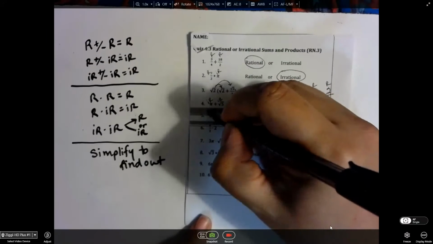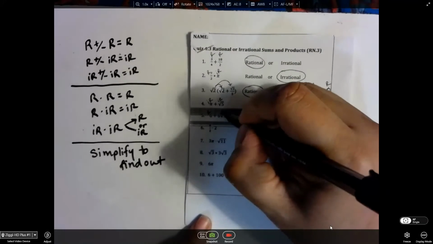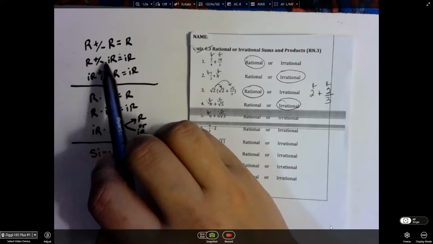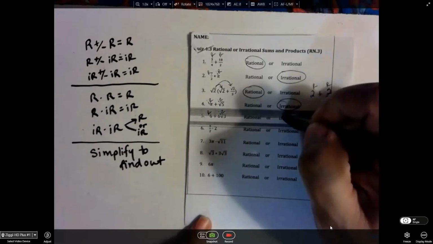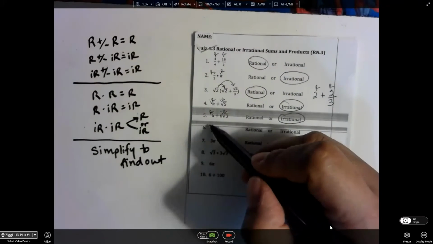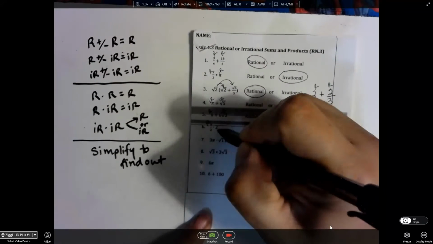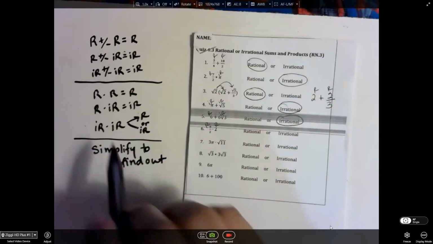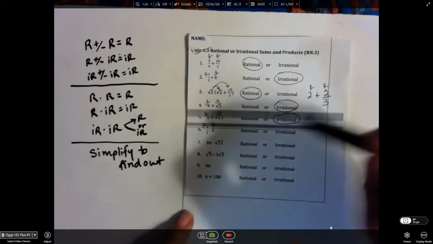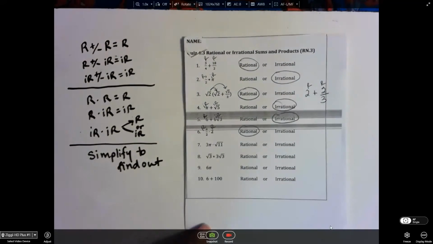6 is rational, but 6 radical 3 is irrational. And when you add rational with irrational, you get irrational. 8/2 times 2. 8/2 is rational. 2 is rational. And when you multiply two rational numbers, you get a rational answer.